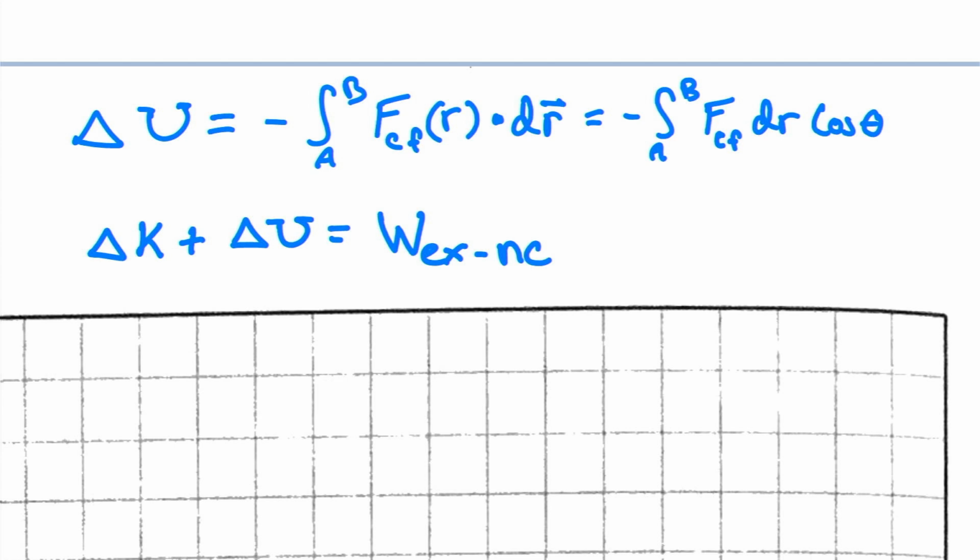The first formula here, delta U, is the negative integral from A to B of a conservative force, which has to be a function of position, dot product with the little path element dr. We can simplify the dot product by taking F dr cosine theta. Theta here is the angle between the force and our tiny displacement element, and F and dr here are magnitudes. The other formula we'll use is a conservation of energy statement, mechanical energy: delta K plus delta U equals work external or non-conservative.